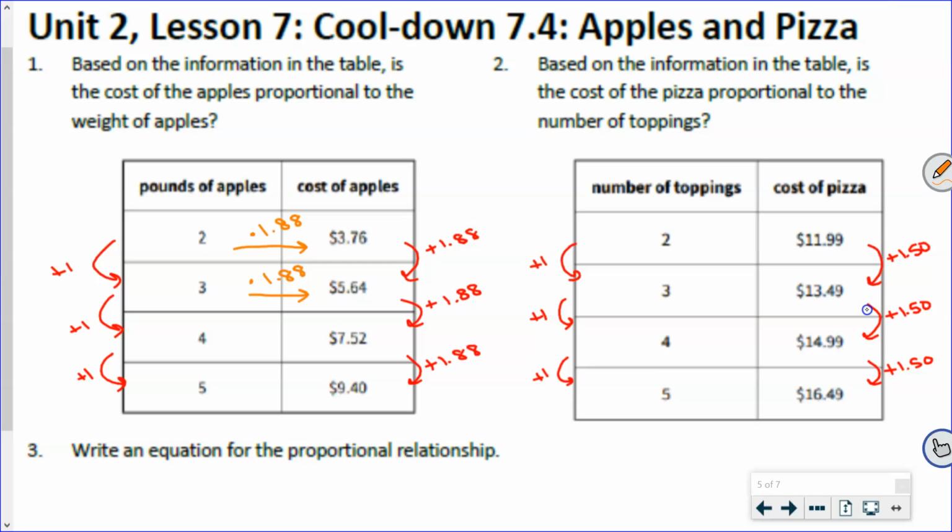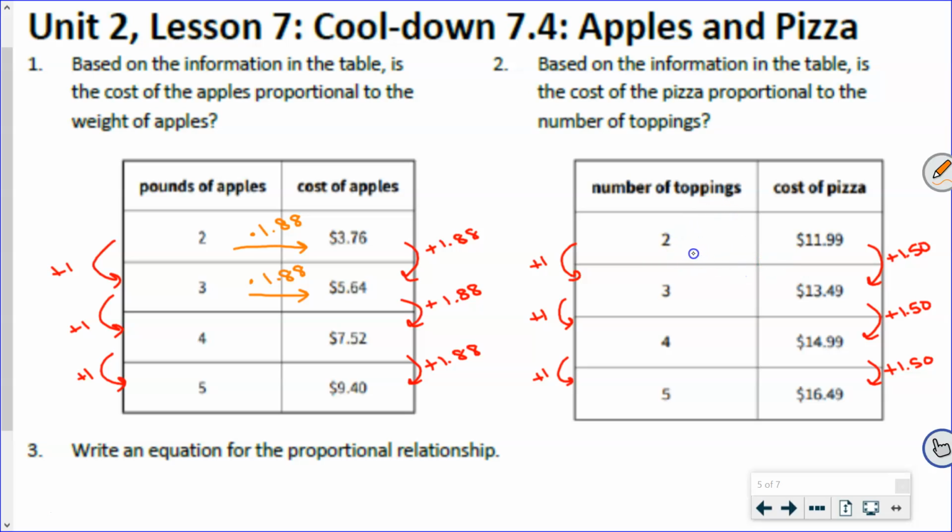Okay, so interpret that then. You can see that I'm adding 1.50 every time, right? So interpret that. What does that mean? That means the cost of a topping, one single topping, right? Because one topping is making the pizza cost $1.50 more. So is there a constant somewhere? Yeah, the constant somewhere is that a topping here is going to cost $1.50. But is there a constant of proportionality as I go across the table?